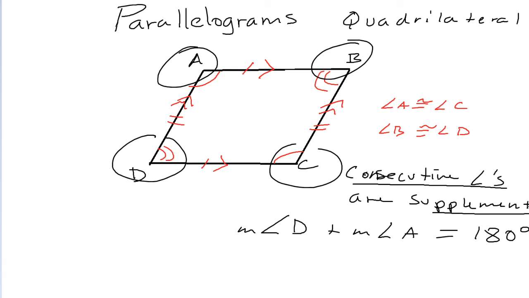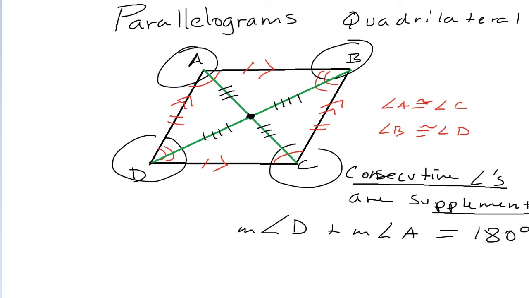Furthermore, in a parallelogram, we also know that the diagonals bisect each other, meaning that this point where they intersect is the midpoint of DB as well as AC. Those two are equal, as well as these two segments here are equal.